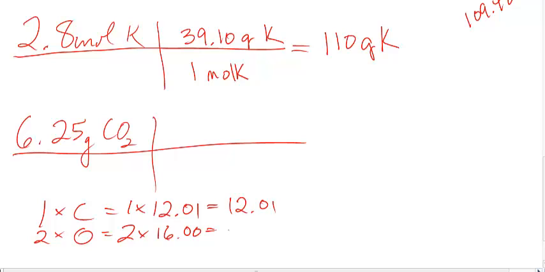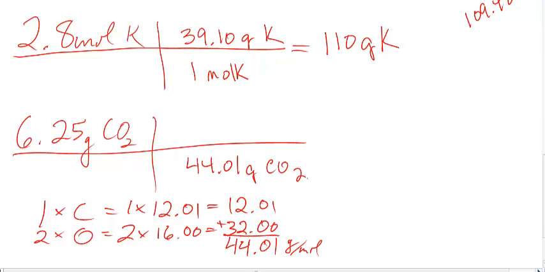So here's my carbon, 12.01. 2 times 16 is 32.00. I add those together now, and I end up getting 44.01 grams per mole for carbon dioxide. Oh, okay, there we go. Plug that into the unit analysis. So this time I need to put the 44.01 grams of carbon dioxide on the bottom, and I'll put the 1 mole of carbon dioxide on the top.